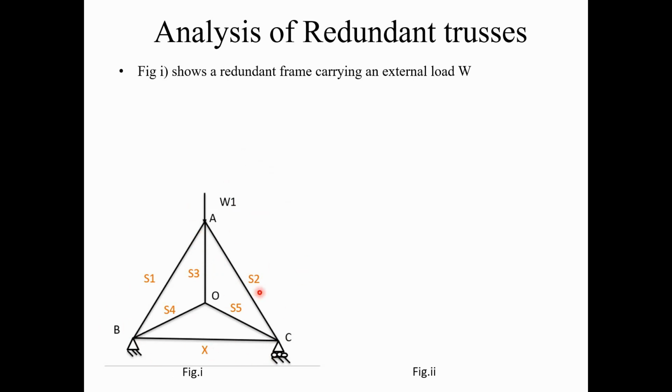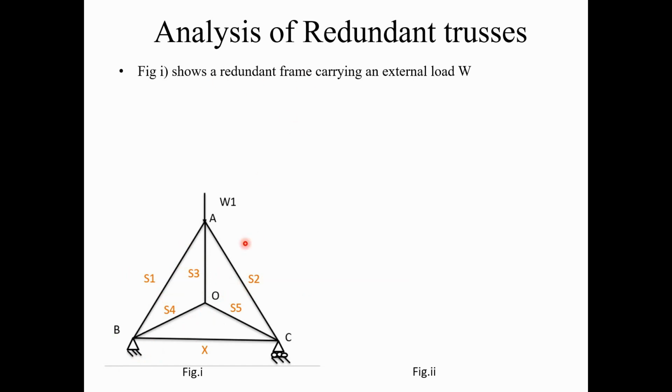Okay, so here there is one more member than required. So this truss is statically internally indeterminate, but it is externally determinate, but internally it is indeterminate. So we have to analyze now this truss for the analysis of the redundant member.